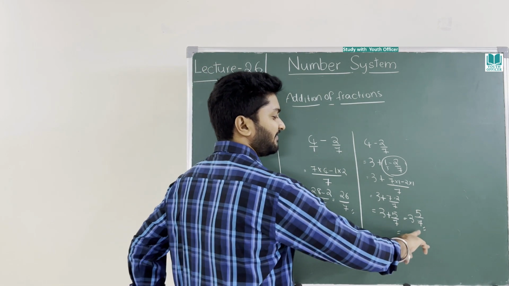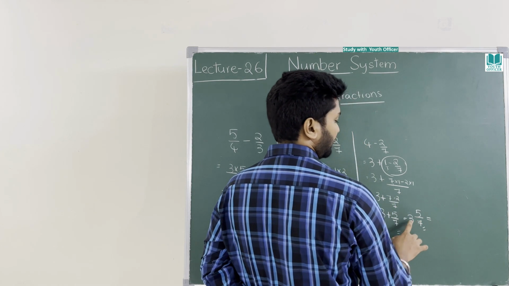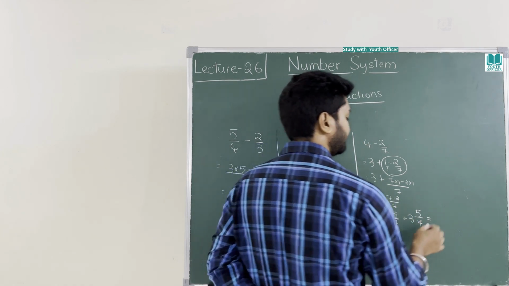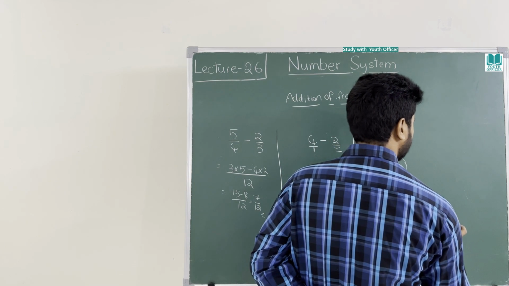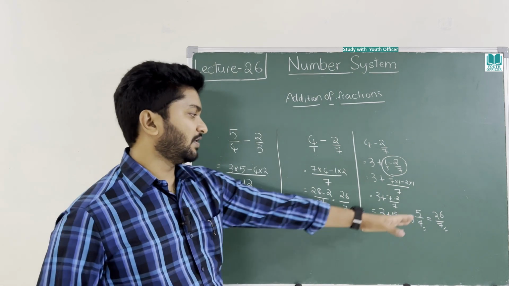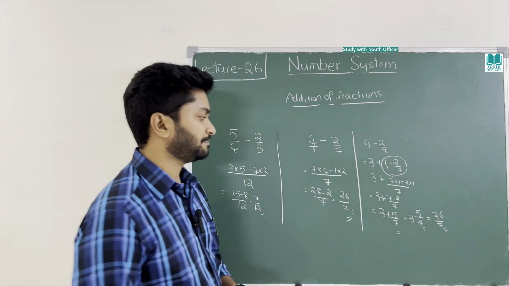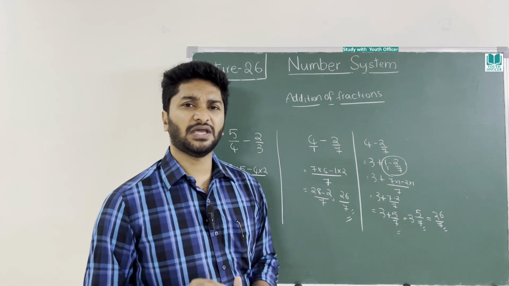How to convert this mixed fraction into a normal fraction? 3 7s are 21. 21 plus 5, how much? 26 by 7. If you follow this process, you get 26 by 7, or if you directly do, you will get the same answer. Okay, any method you can follow.